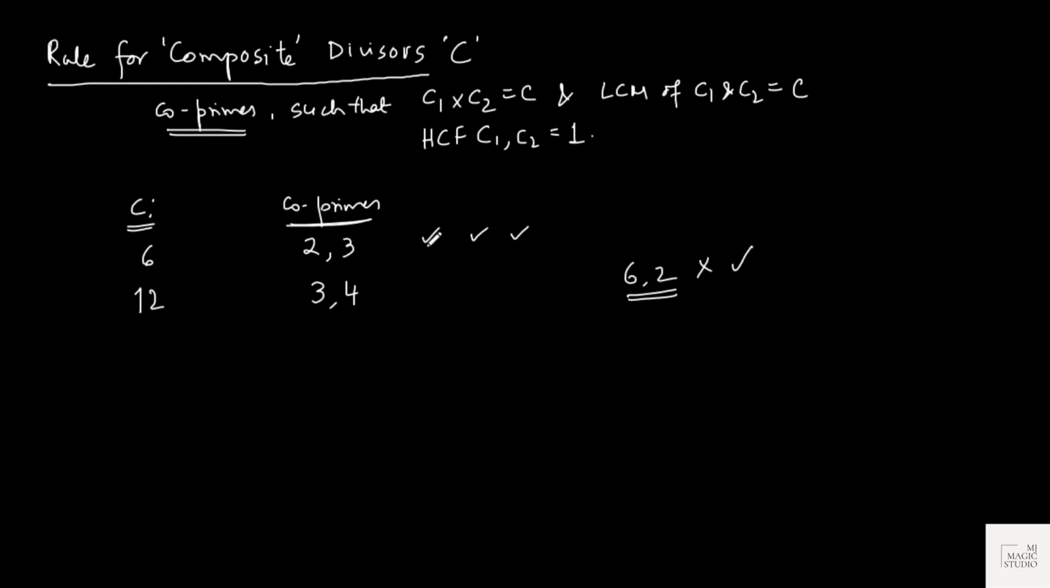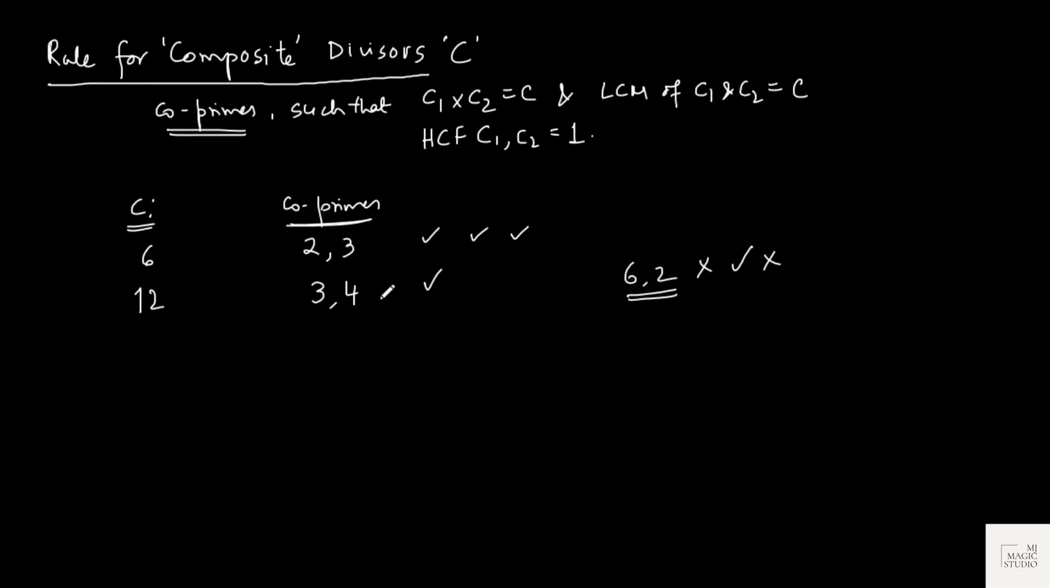But we should have all 3 ticks. LCM of C1 and C2 should be 12. LCM of 2 and 6 is not 12, it is 6. That means we are not getting tick in all the boxes. And obviously HCF of 2 and 6 is not 1. So we are not taking 2 and 6. We will take 3 and 4.